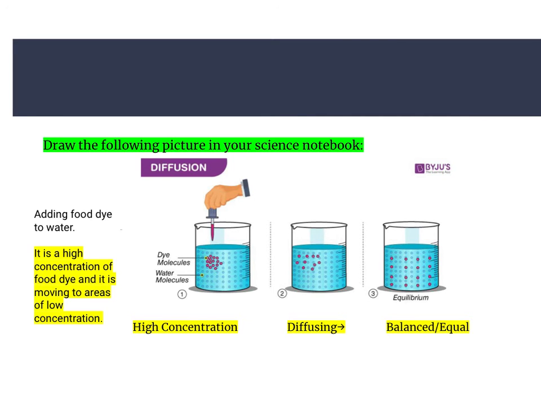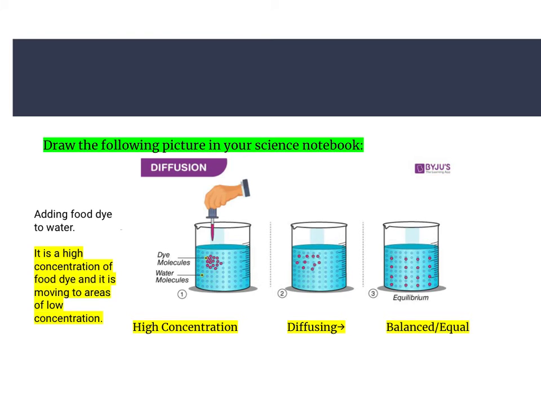Okay, next I'm going to have you draw the following picture in your science notebook. The beakers of water with the dye, as well as the labels that you see highlighted there. What's going on there is that a person is putting some purple food coloring into a beaker of water. What they're trying to show there is a high concentration of food dye, and it is moving to areas of low concentration in beakers 2 and 3.